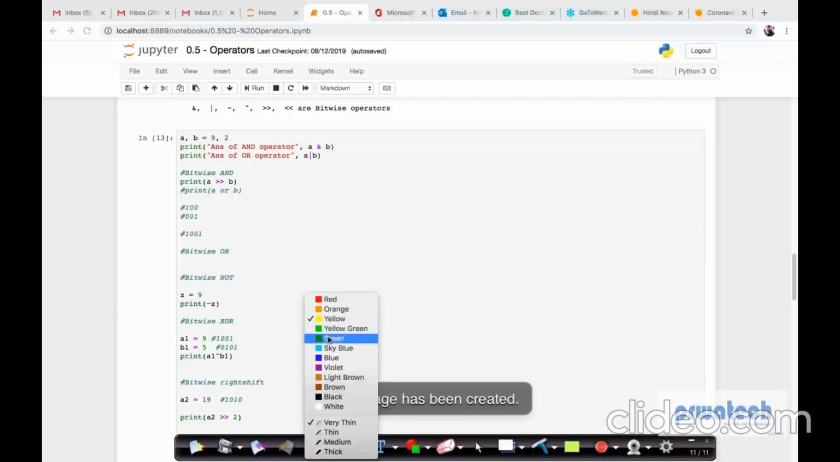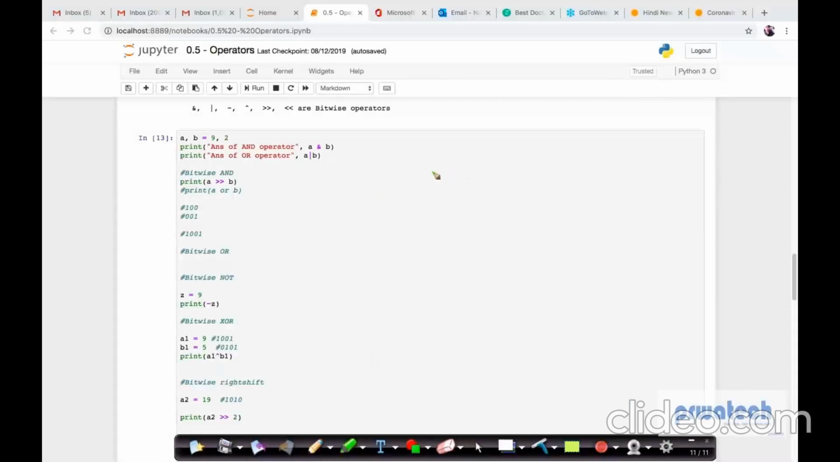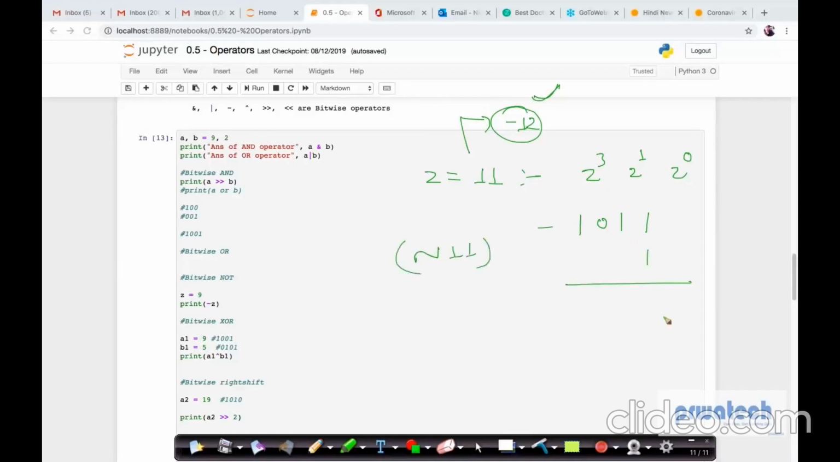Let me solve, because if I ask you for any value, you know the hack now. You can say next minus 1. Suppose I give you z is equal to 11, right? So z is equal to 11, immediately in my mind says that answer is minus 12. I know the answer, but how to get the answer? Now this time quick. 11 can be written as to the power 3, to the power 1, to the power 0. So 1, 0, 1, 1 minus 1, because this is what my not 11 will give me.